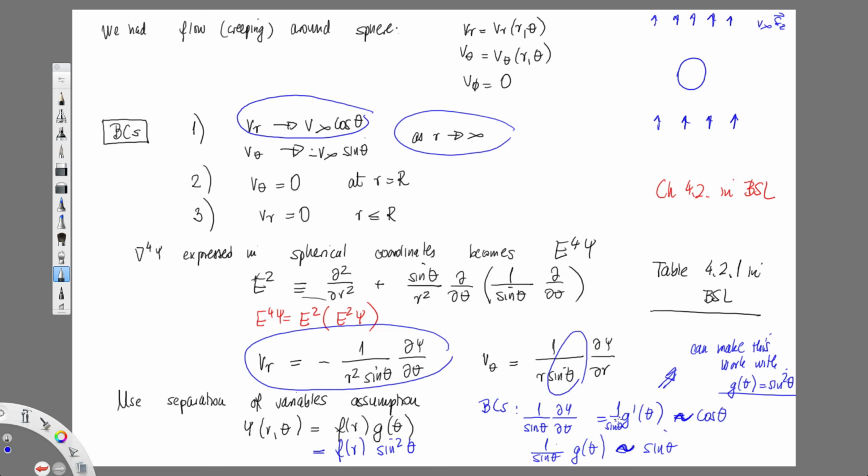Okay? So g prime of theta should be, and I say not necessarily equal because I could have it multiplied by 7 and nothing would change, right? So I'm not going to say precisely equal, but it should scale as sine theta cosine theta.